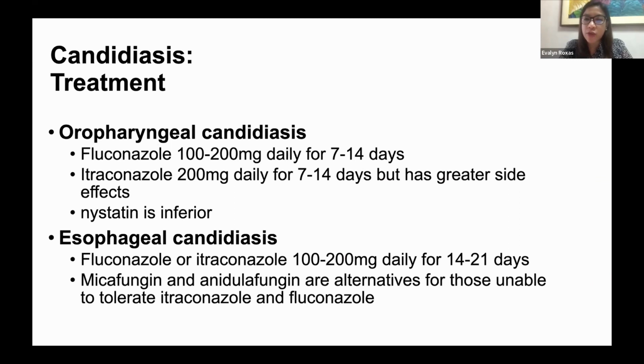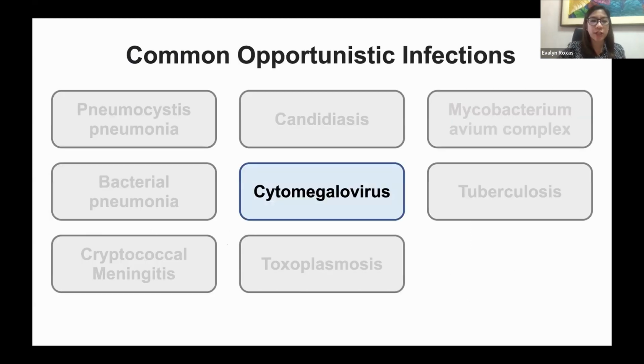So what's the treatment? It depends on the type of candida infection. If you have oropharyngeal, you can give fluconazole at this dose. If you have esophageal candidiasis, you just prolong the duration to 14 to 21 days. If you have a more severe candida infection, then you might need to give IV antifungals aside from azoles, like echinocandins, such as micafungin and anidulafungin.